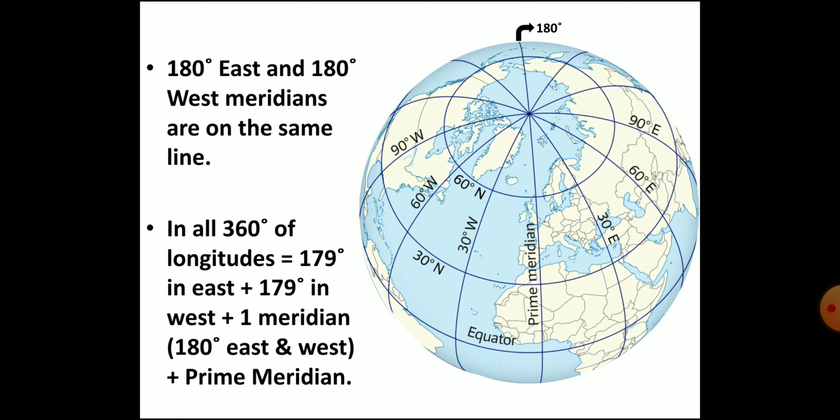Children, there are 360 degrees of longitude. They are 179 longitudes in the eastern hemisphere, 179 longitudes in the western hemisphere, together making 358 longitudes. Then 180-degree east and west meridians are on the same line. Therefore, the 180-degree longitude is neither west nor east. In this way, it is considered as one longitude. So now the meridians are 358 plus 1, 359 meridians. And then there is the prime meridian also. Thus, there are 360 degrees of meridians.